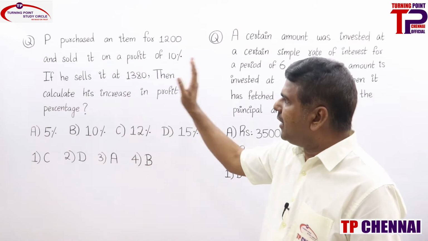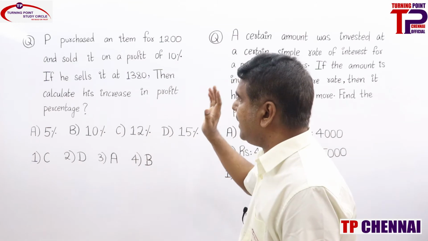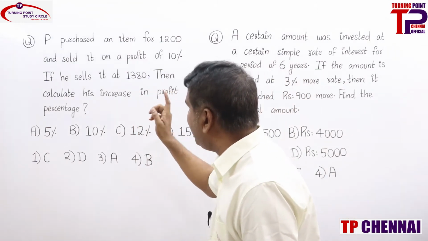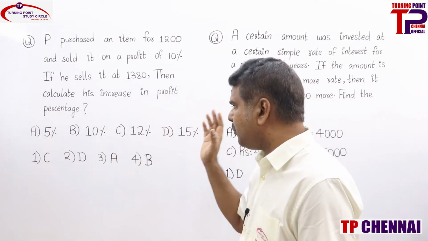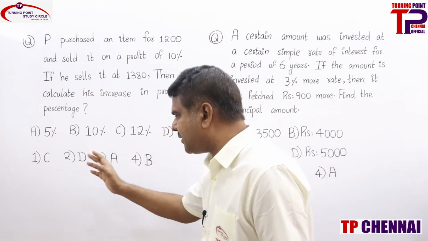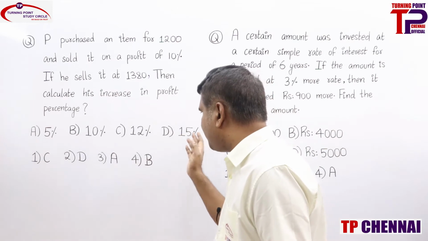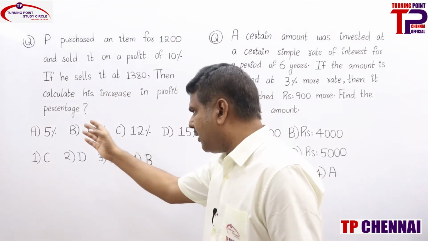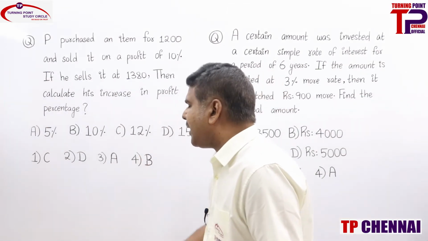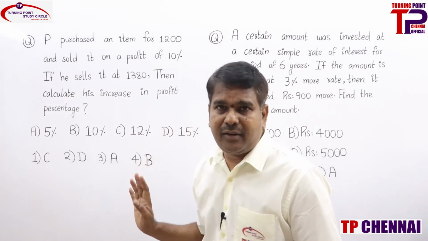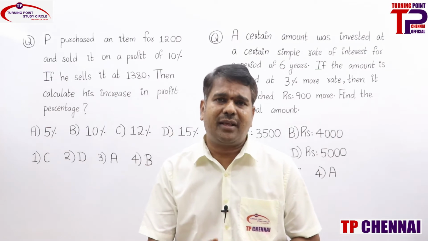Anyhow, we will see here: P purchased an item for 1200 and sold it at a profit of 10%. If he sells it at 1380, then calculate his increase in profit percentage. A 5%, B 10%, C 12%, D 15%. For the first option, give answer as 2, that is D 15%. Give answer as 3 for A 5%. Give answer as 4 for B 10%, right? Clear?